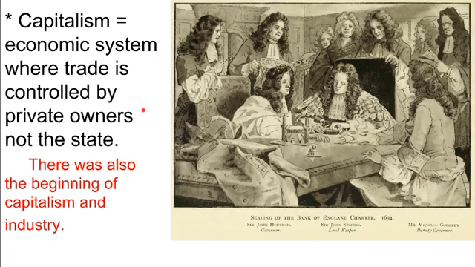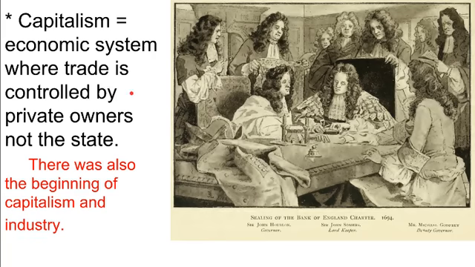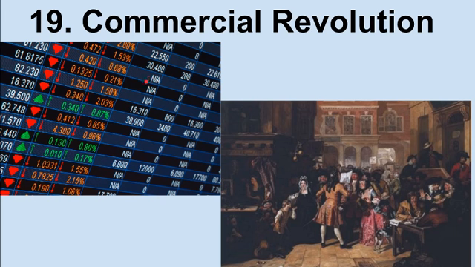So, economic capitalism. The first type of capitalism we see is where private people, private owners, private businesses, private companies, private individuals are the ones who control the trade, not the state. Private entities. And the first types of capitalism that we see are going to be formed in England and the Netherlands, with the Dutch.